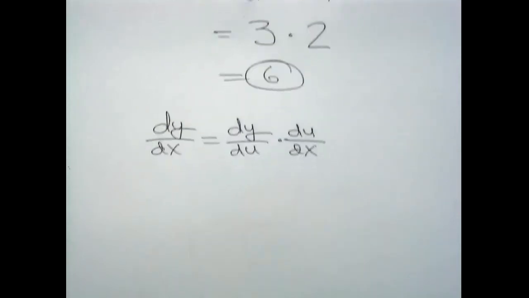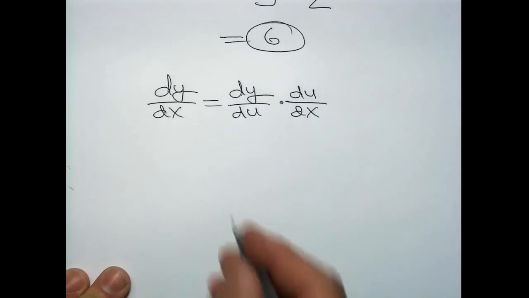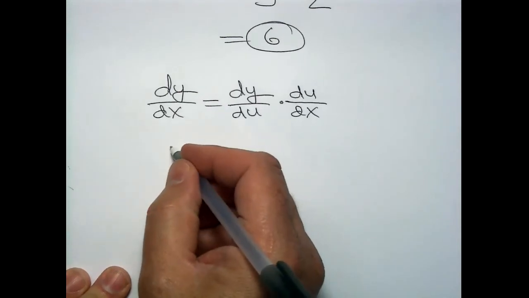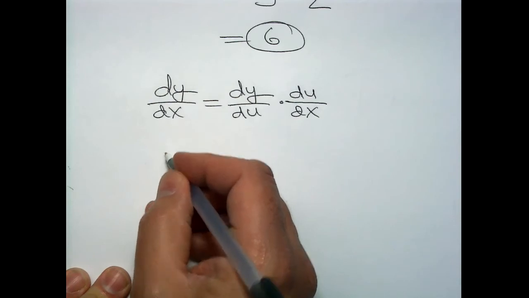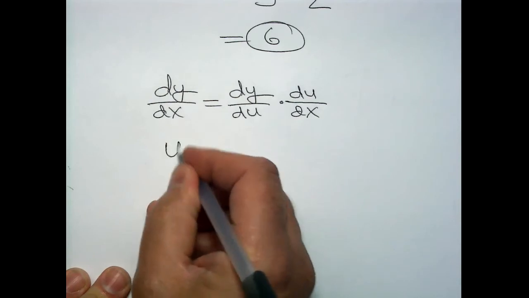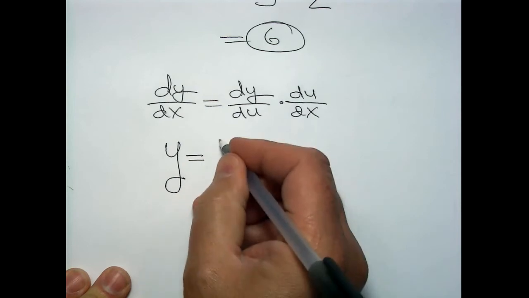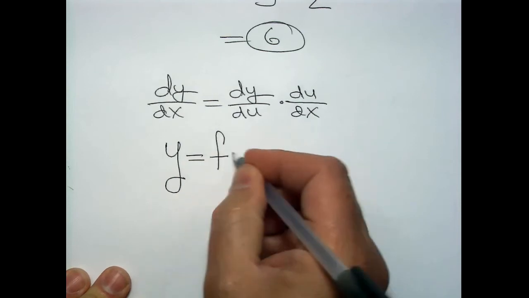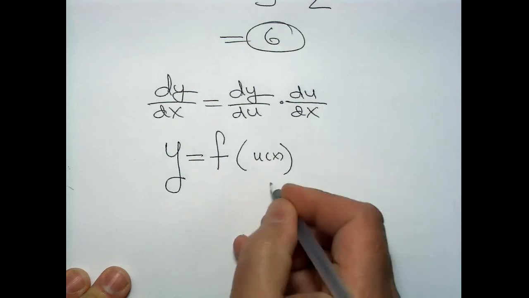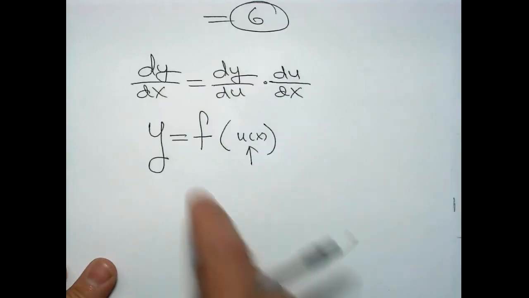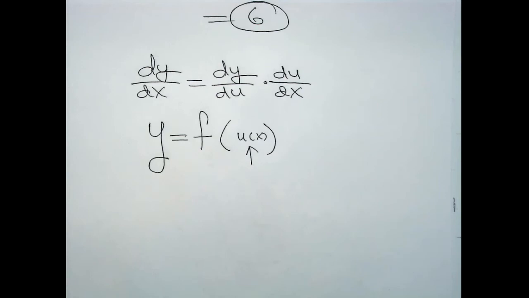And where's the u, the y, the x in a math problem? Well, you could have a function that looks like this. Instead of just putting an x into the f function, you're actually sticking another function into the function. And that's called the composite function. So that's f of u of x.